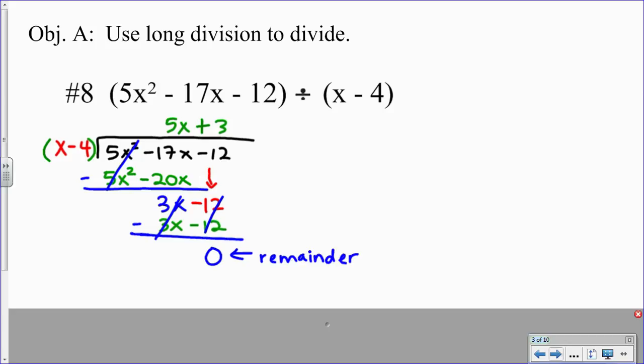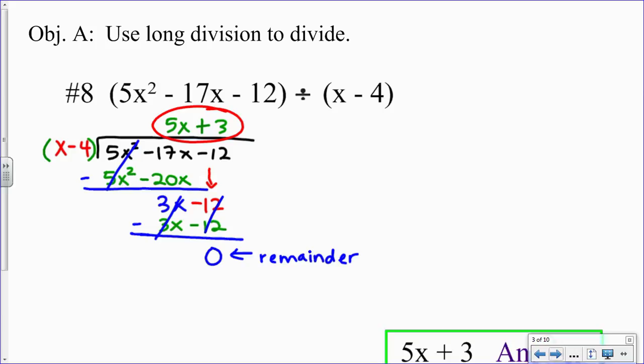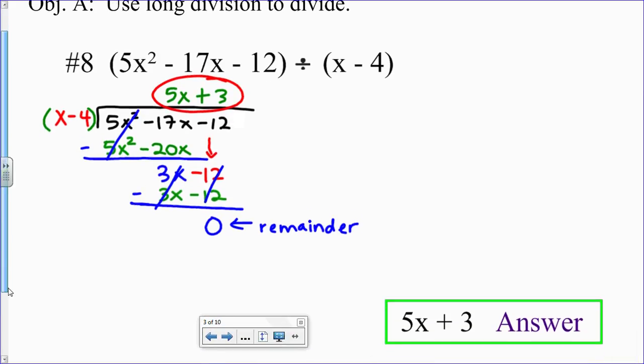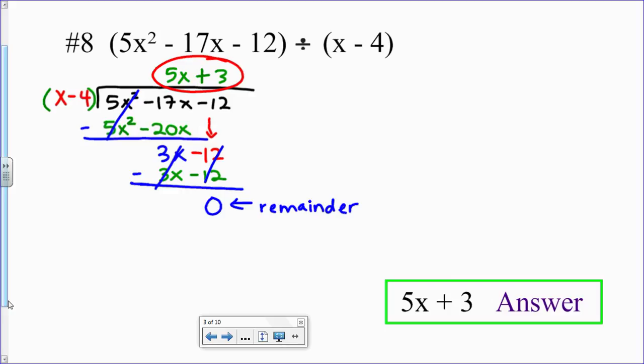So my solution is just 5x plus 3. That is the quotient. Okay, so 5x plus 3 is my answer. That is the quotient.